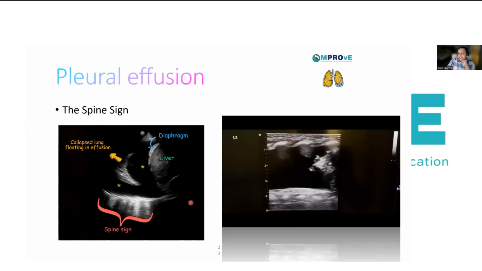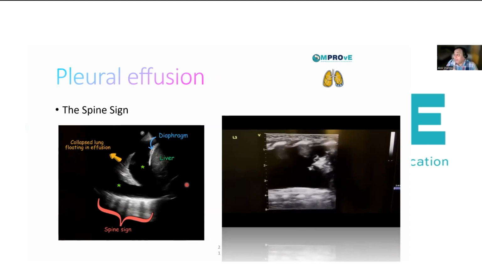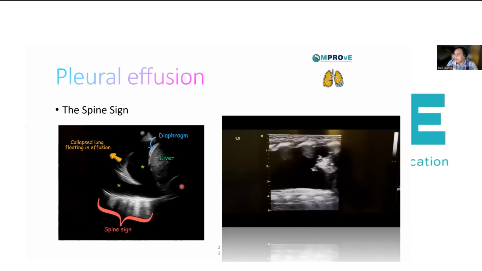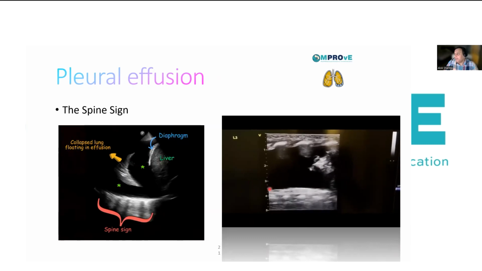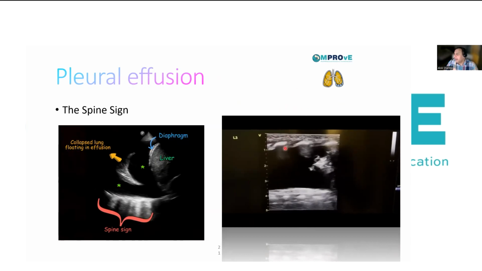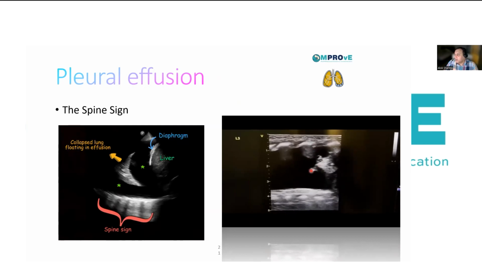Now, the spine sign is a sign which is usually seen when you have very large pleural effusions. And the reason you're able to see them is because we know that fluid basically provides a very good acoustic window for sound waves to go through. So if your probe is kept at the top, then sound waves would be moving in, they'd hit the ribs, and actually you'd get these acoustic shadows.